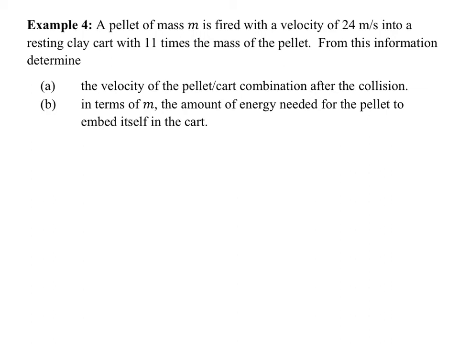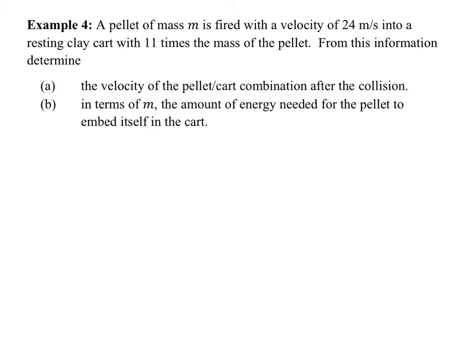Okay, a pellet of mass m is fired with a given velocity of 24 meters per second into a resting clay cart. The cart might be on wheels. The cart has a mass 11 times that of the pellet. From the information, determine the velocity of the combination after the collision, and then the amount of energy loss in terms of m.